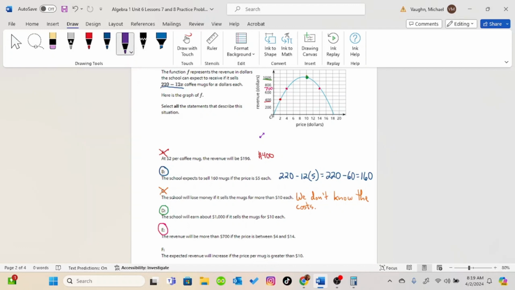And choice F, the expected revenue will increase if the price per mug is greater than $10. Well, at $10, we're at $1,000 revenue. Everything after that is decreasing revenue. So F is wrong. So the correct choices are B, D, and E. And the incorrect choices are A, C, and F.